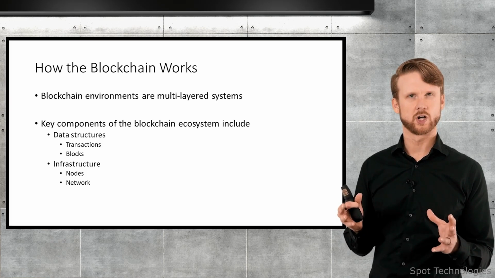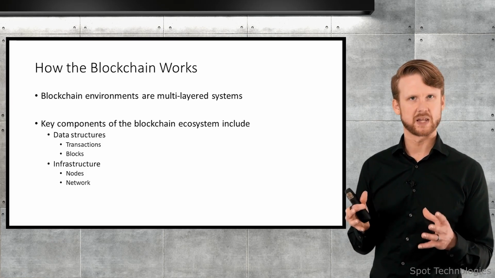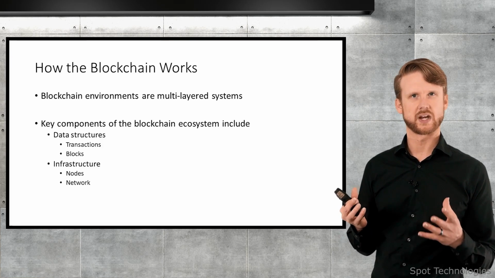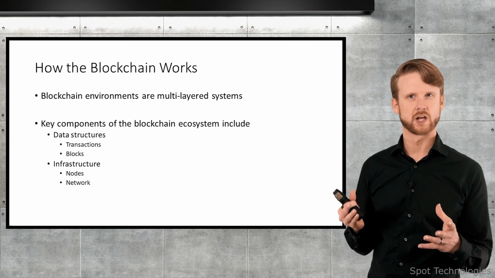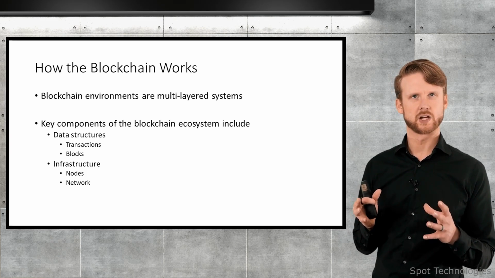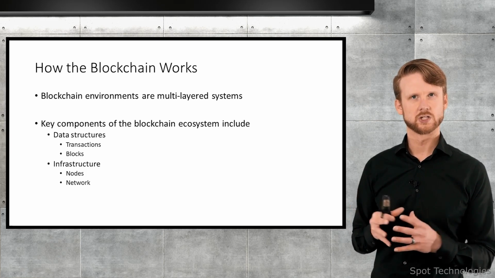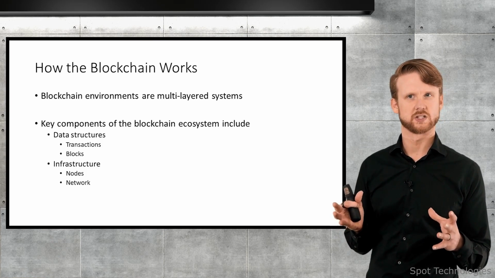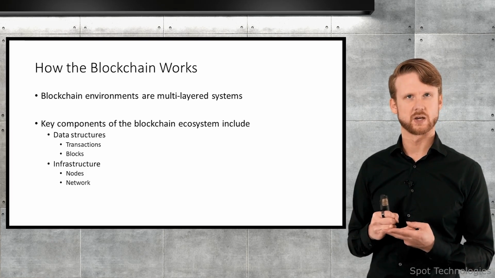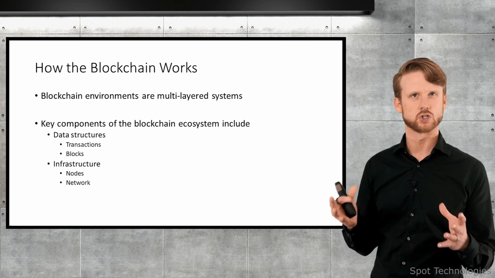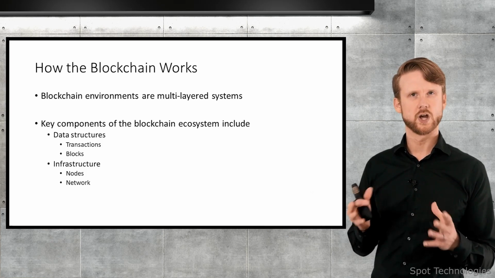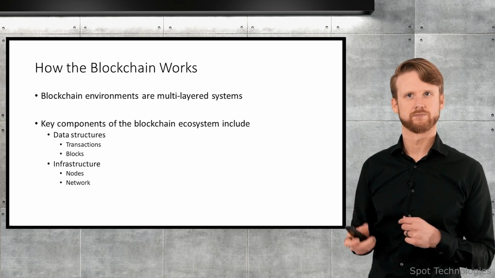We have an array of protocols that make sure everyone plays by the rules and implement certain systems. We have users interacting with the network. We have smart contracts running on top of the blockchain, etc. And so some key components of the blockchain system that we're going to talk about here to lay the groundwork for our discussion of blockchain security include data structures, so the transactions and the blocks that we use to create this essentially distributed and decentralized database, and then also the infrastructure, so the nodes and networks that make everything run.